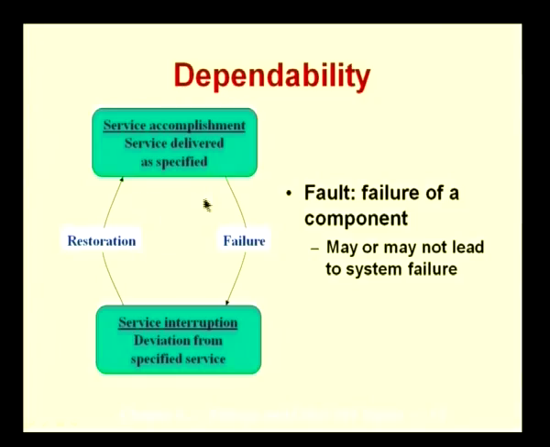Okay. So when we talk of dependability, what is it that we are looking at? We know that a failure can occur, and when a failure occurs, there will be some service interruption, some deviation from the specified service, and then when we restore it, we get back to the service being delivered. When do we say we have a fault? It is a failure of a component, and it may or may not lead to system failure. So dependability is identifying that there is a fault, then there may be some time taken up for repairing the fault, and then we come back. So the cycle of dependability is something that we need to understand.